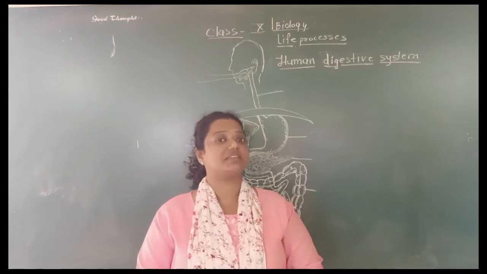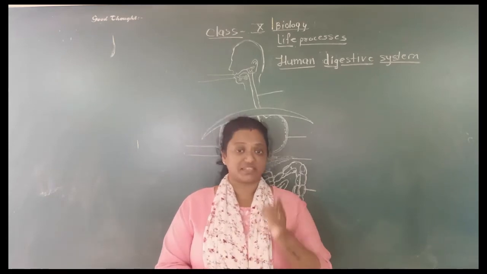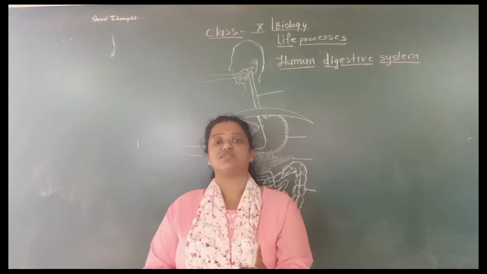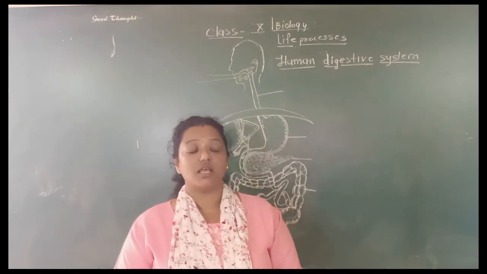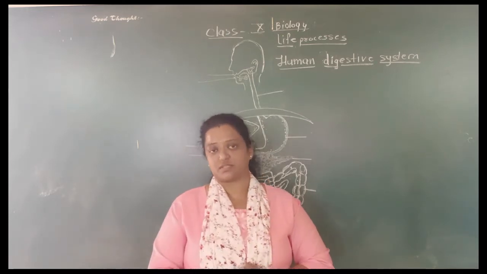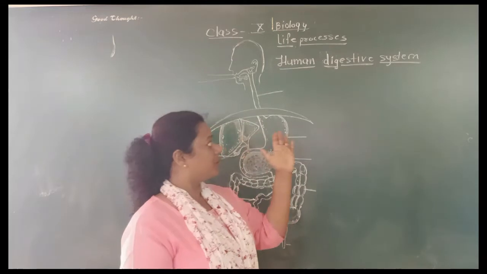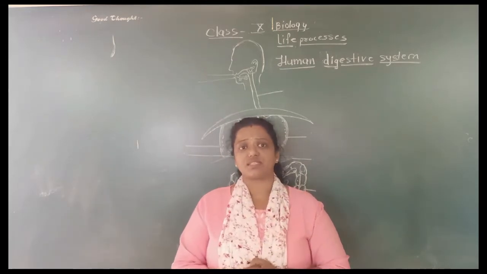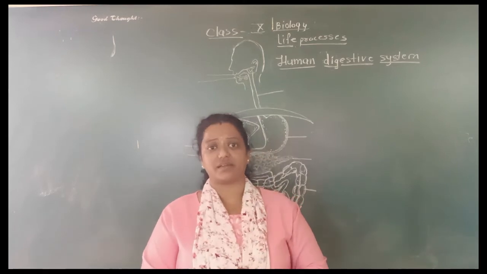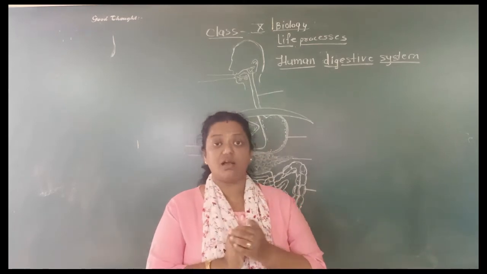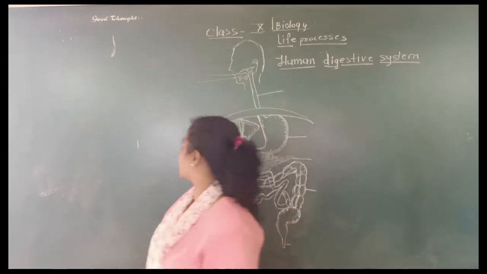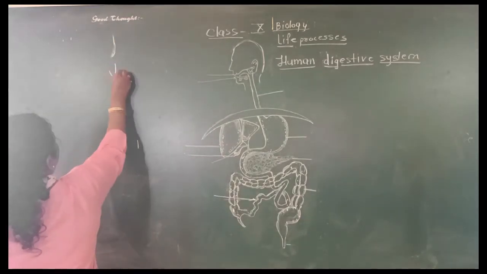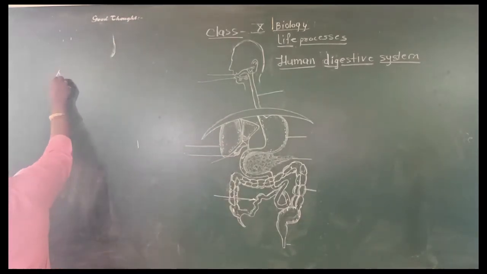It is going to be an interesting point. Listen to it. We are talking about your digestive system, or our digestive system, so please pay attention. Okay, see here, students, the human digestive system. The human digestive system is mainly bifurcated into two things. What are those things? Alimentary canal, two things mainly. Alimentary canal.